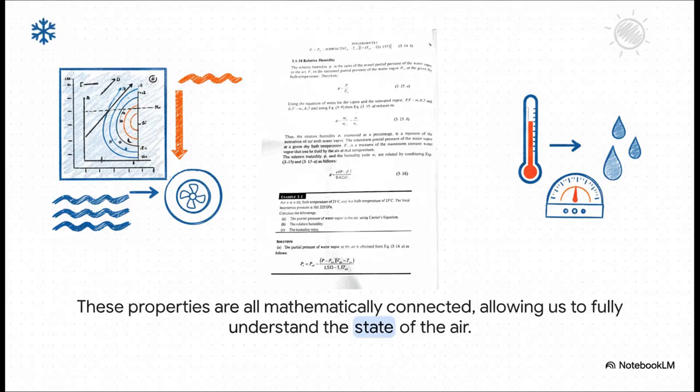Now, here's where it gets really powerful. These three things, temperature, humidity ratio, and relative humidity, they aren't just separate ideas. They're all locked together by the laws of physics. What that means is, if you know any two of them, you can always figure out the third. This is what gives us the power to really truly understand the condition of the air.